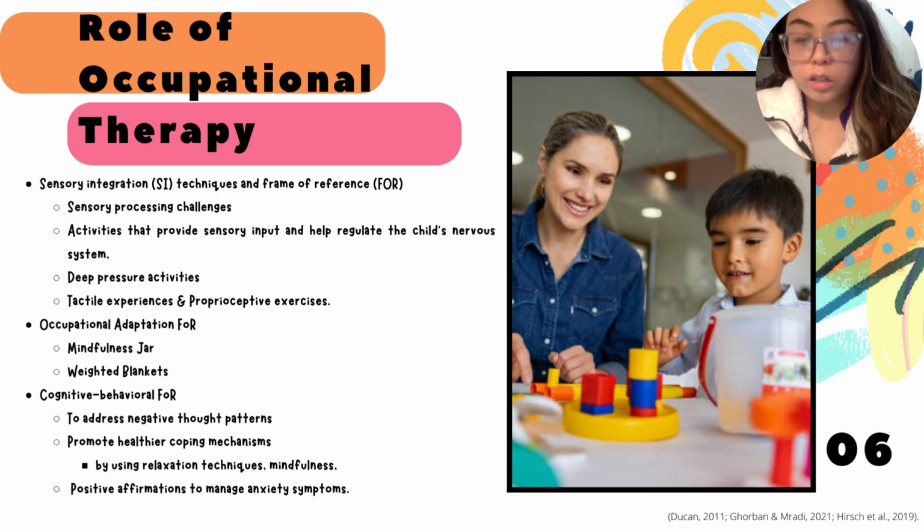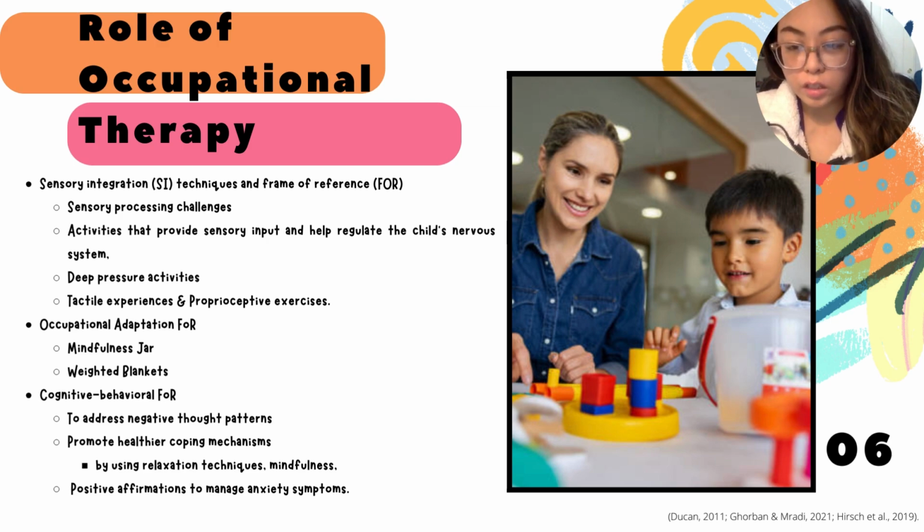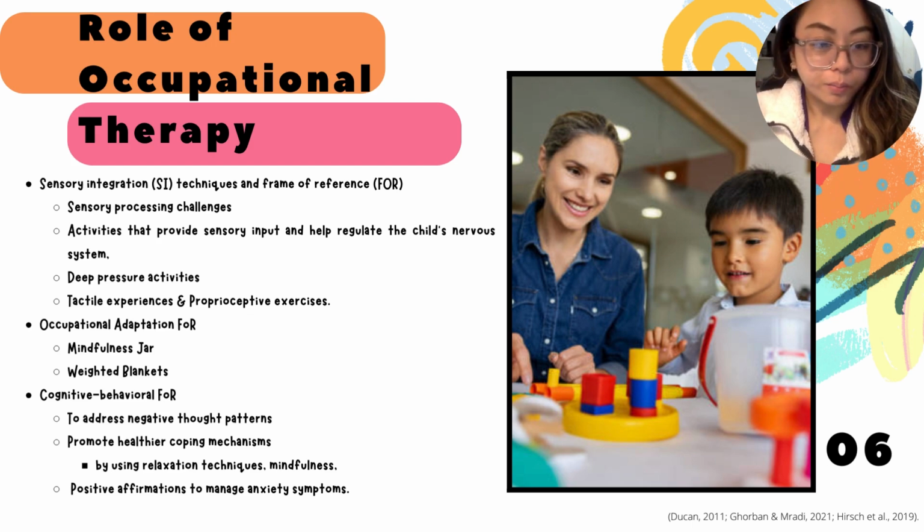Using a cognitive behavioral frame of reference, OT can address the negative thoughts and behaviors that are affecting the child. This can be through teaching different strategies of emotional regulation, problem solving skills, positive self image, and relaxation methods. And the occupational adaptation frame of reference can be used to adapt the environment, such as a mindfulness jar and weighted blankets.